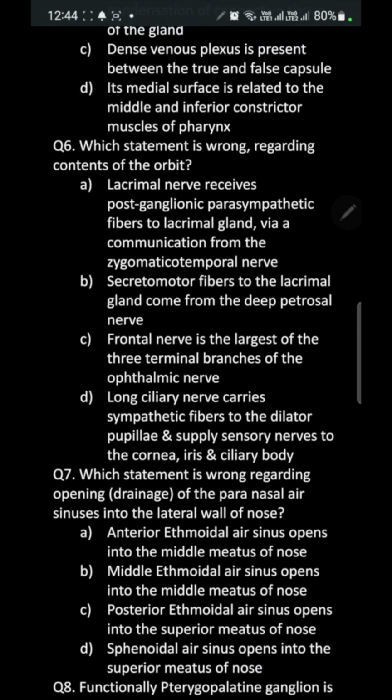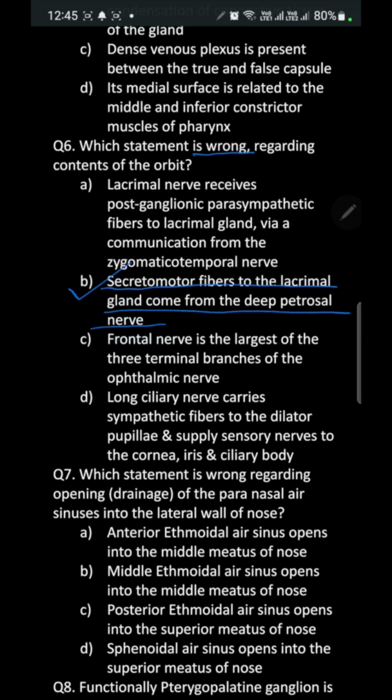MCQ number 6. Which statement is wrong regarding contents of the orbit? Wrong statement. Lacrimal nerve receives postganglionic parasympathetic fibers to the lacrimal gland via a communication from the zygomaticotemporal nerve. It is correct. Secretomotor fibers to the lacrimal gland come from the deep petrosal nerve. This is a wrong statement, and that's why this becomes the answer here.